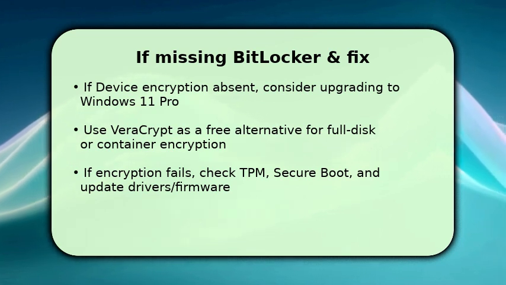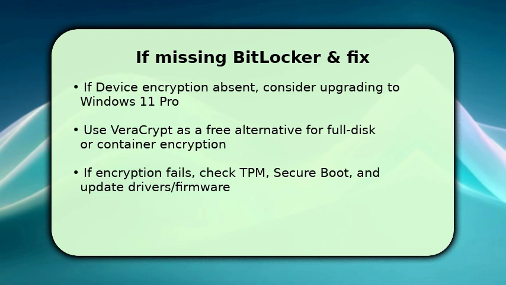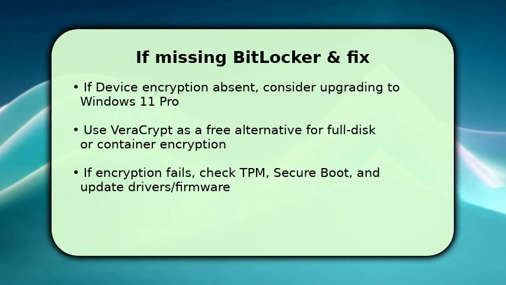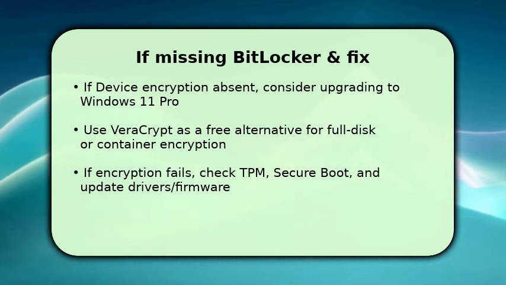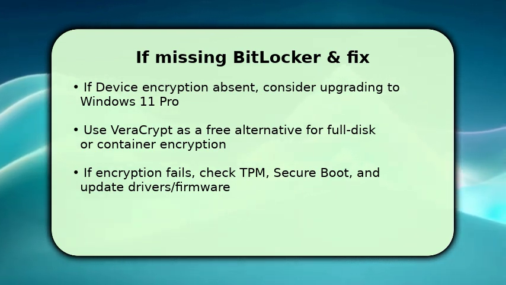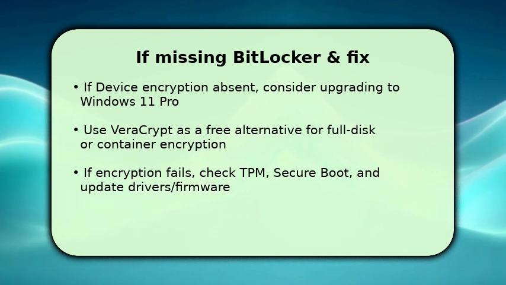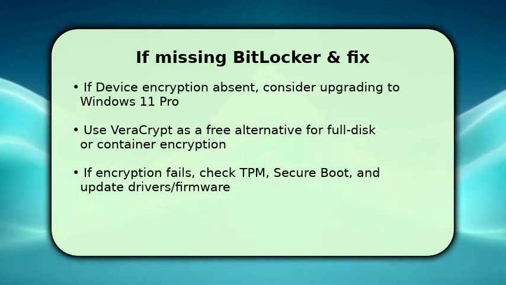If encryption fails at any point, first check TPM is enabled, Secure Boot is active, and your firmware and drivers are updated. These are common blockers. If the recovery key is missing, sign into the linked Microsoft account or use the exported USB key to regain access. Don't format until recovery is attempted.